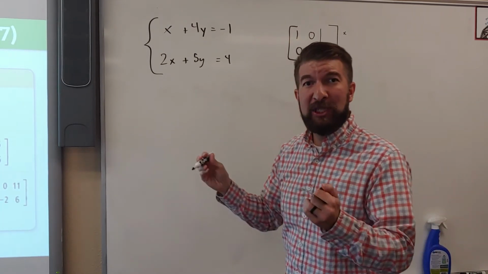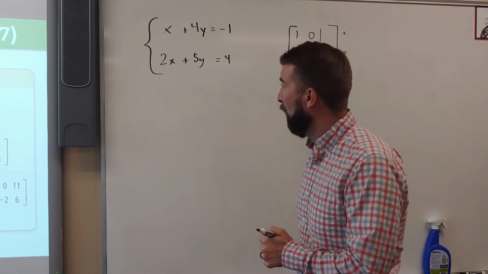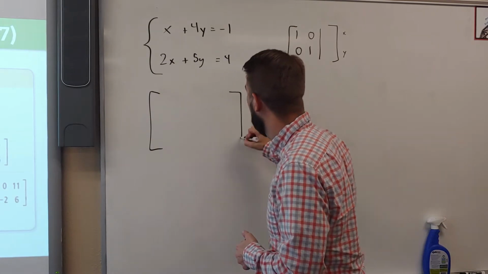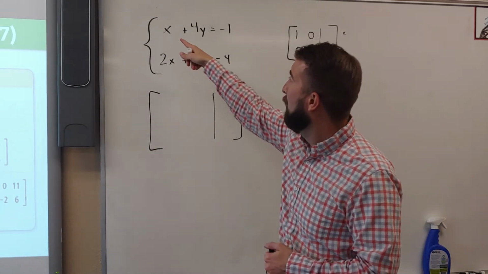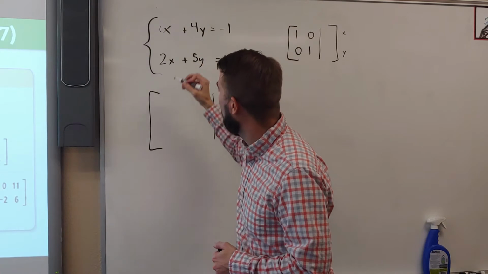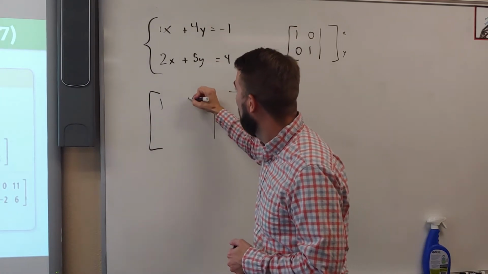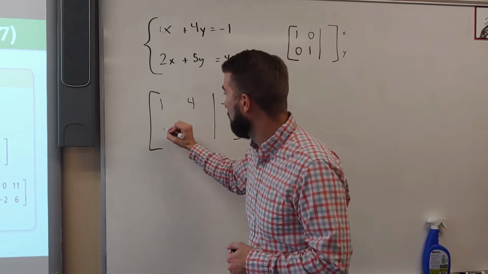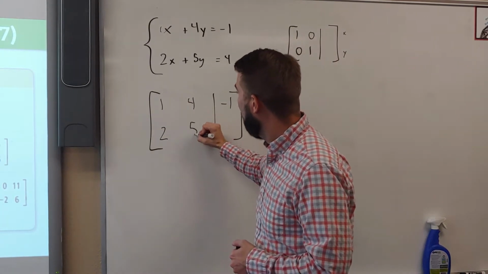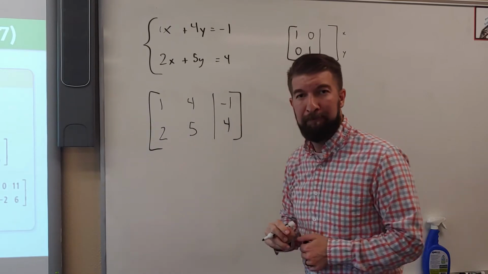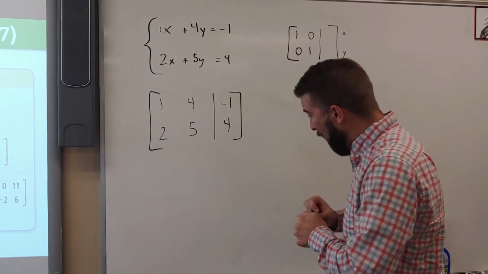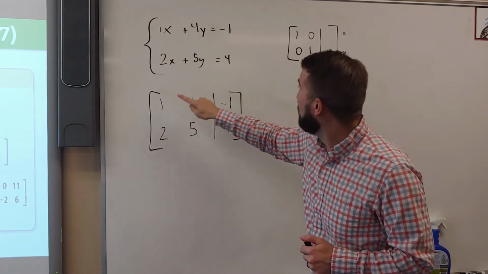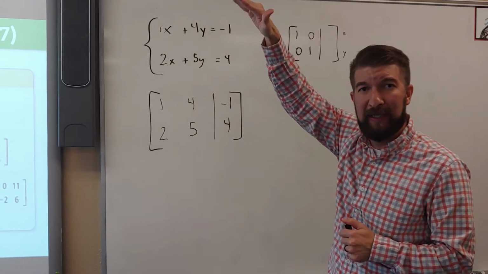Then after that, I need to draw my matrix. So I'm going to do my little matrix box. Draw my line. I've got a 1, remember invisible 1 right there. 1 there. 4 here. -1. And then I've got 2, 5, 4. Simple as that.